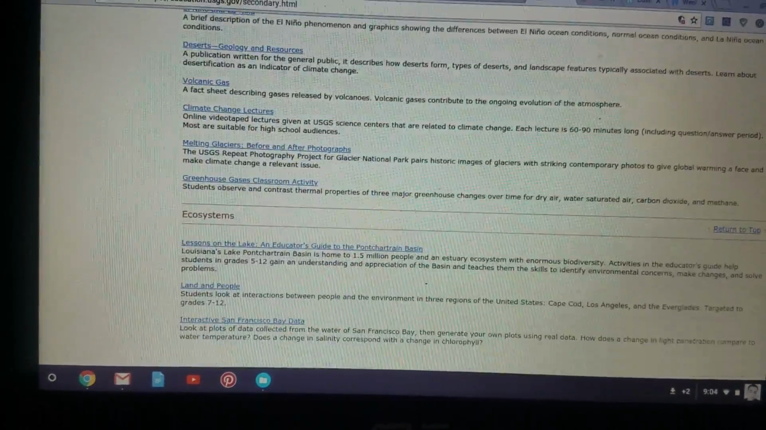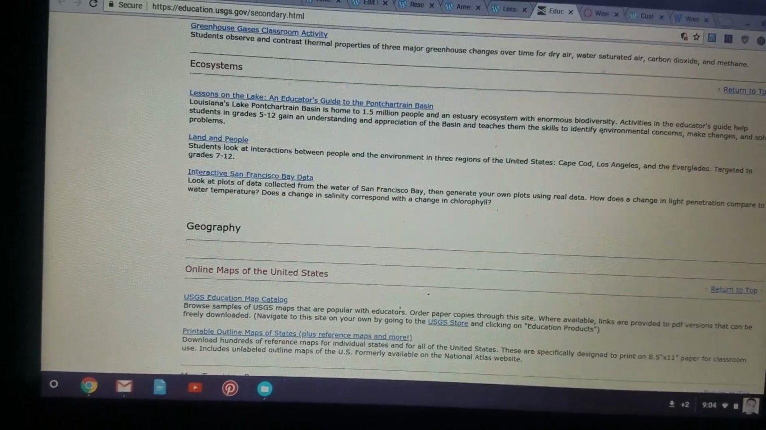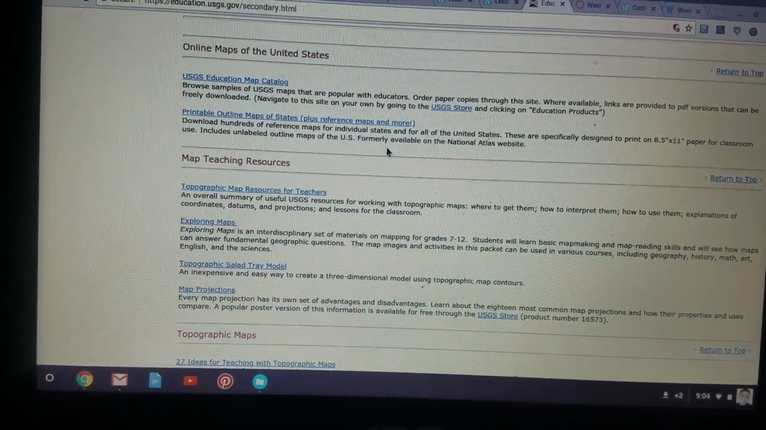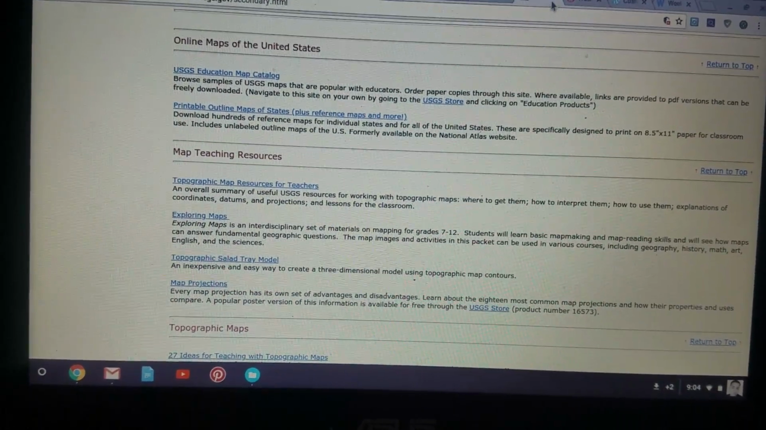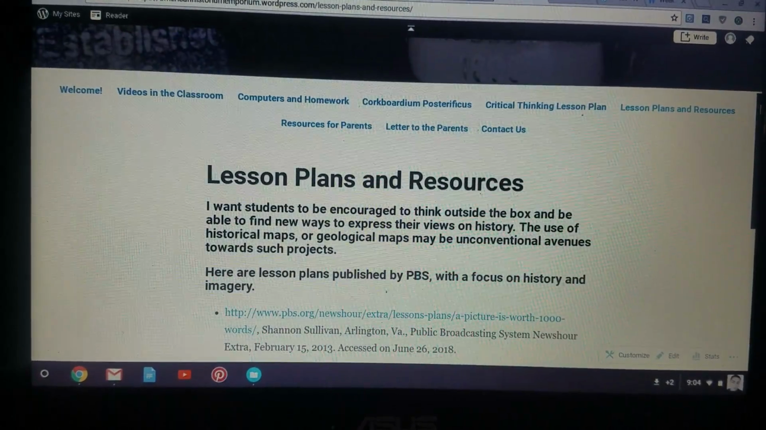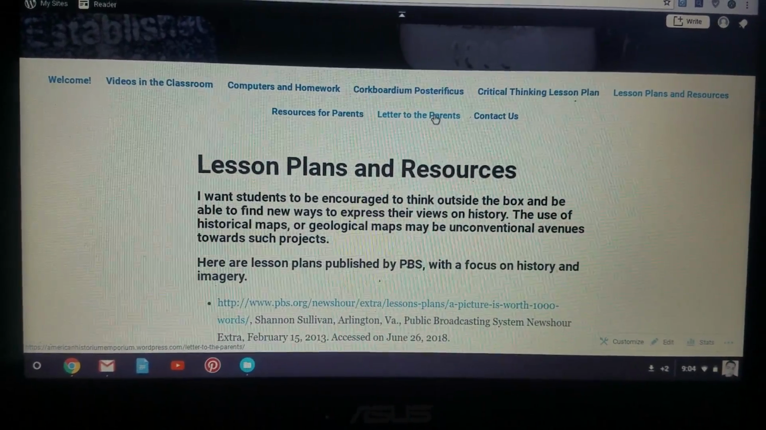It's more science. So you have ecosystems, geography, and students can use these maps to discuss history in a non-traditional way. Then I can be contacted here. I have a letter to the parents.